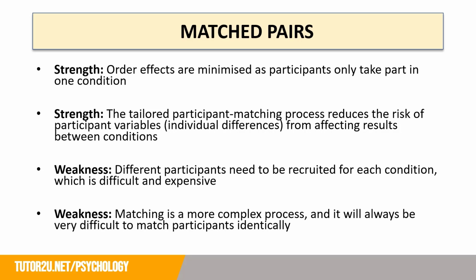Another strength is that the tailored participant matching process reduces the risk of participant variables. This is individual differences between participants from affecting results between conditions. However, a weakness, different participants need to be recruited for each condition, which again, similar to independent groups, is difficult and expensive. Another weakness is that matching is a more complex process, and it will always be very difficult to match participants identically.